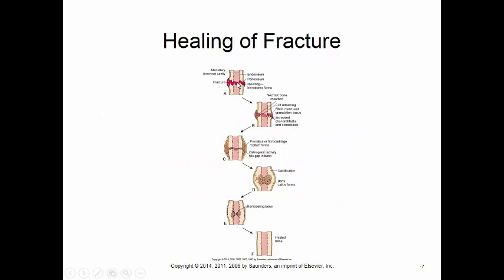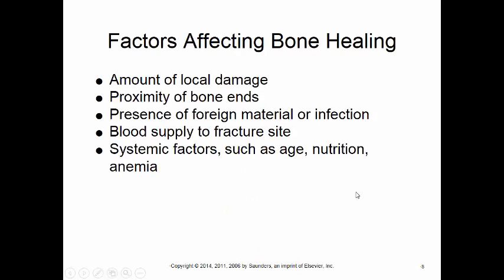So we can see here the blood clot, the chondroblasts and osteoblasts are in there, and it's going to form this callus. The callus forms and it holds everything together, and then it's replaced with bone. And then we will remodel that bone until it looks back into the healed state.